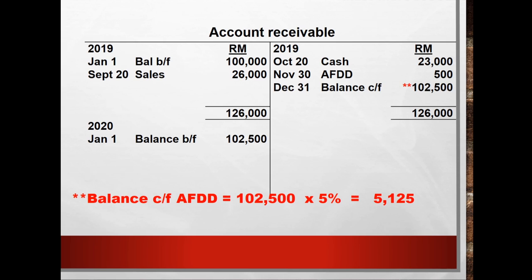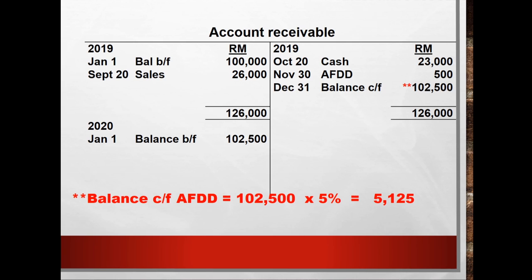Now, this is the first step when you want to calculate bad debts. You have to record all the transactions that relate to accounts receivable. First you record the balance brought forward for accounts receivable, and then all the transactions. We start with 20th of September, credit sales, so debit accounts receivable 26,000. And after that, we receive cash from accounts receivable.